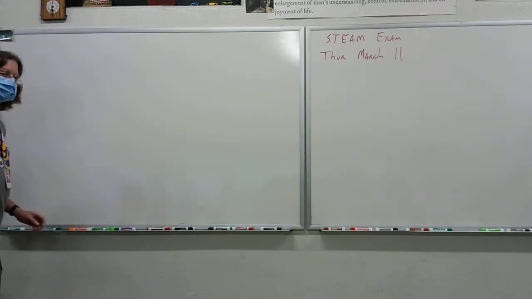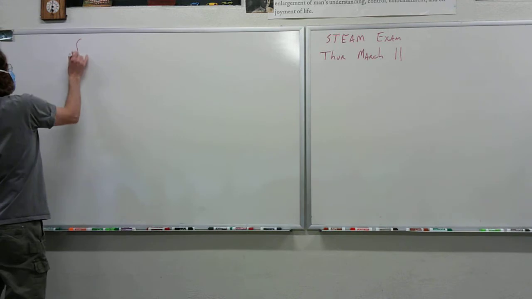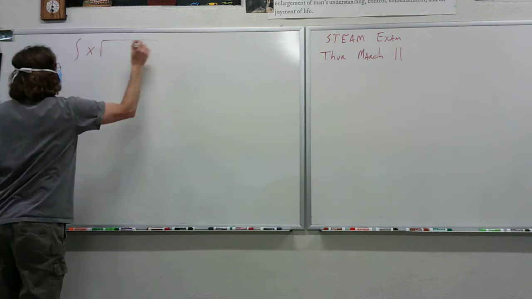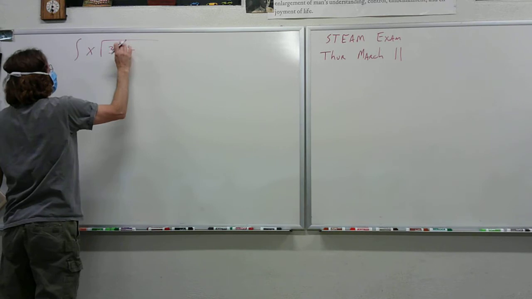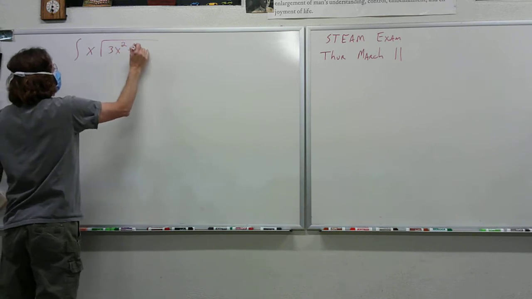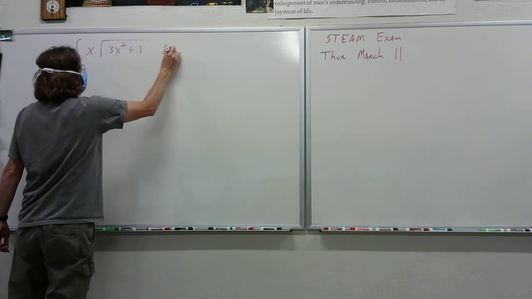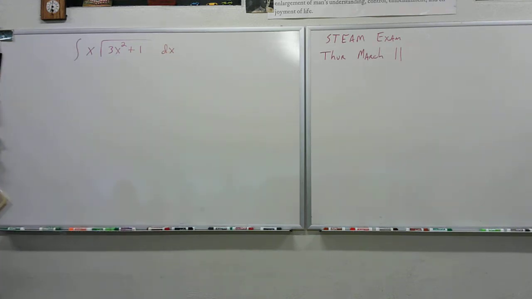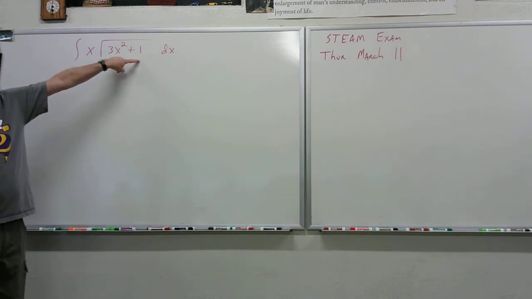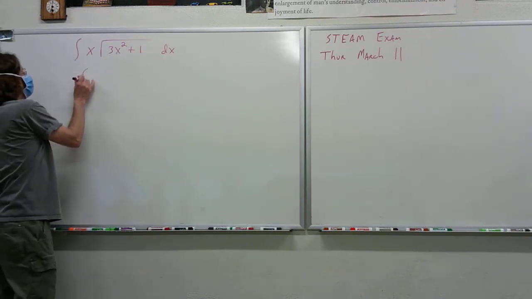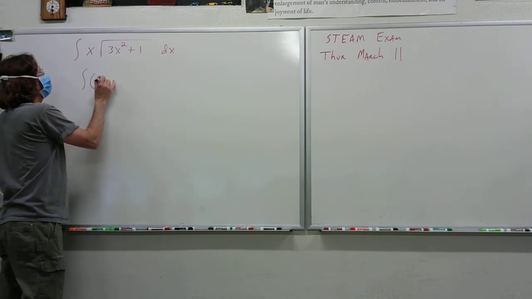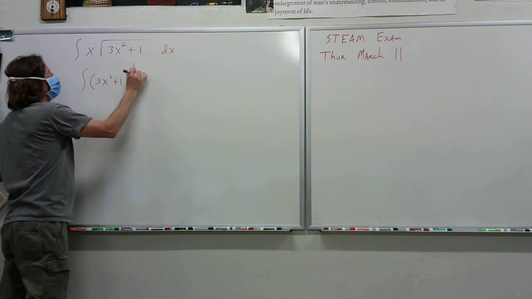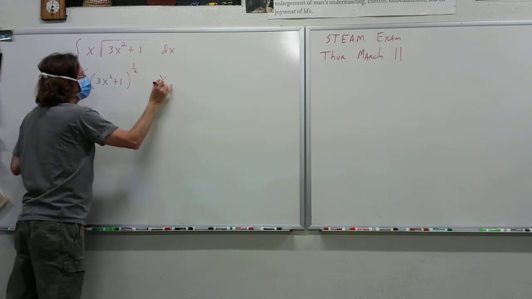All right, here we go. We have the integral of x times the square root of 3x squared plus 1 dx. When I see that, I see the 3x squared plus 1 in parentheses with the 1/2 above it. See how that part's going to be in parentheses with 1/2 above it. So we'll write that in front. And then I'm going to take this x and stick it out here on the end.